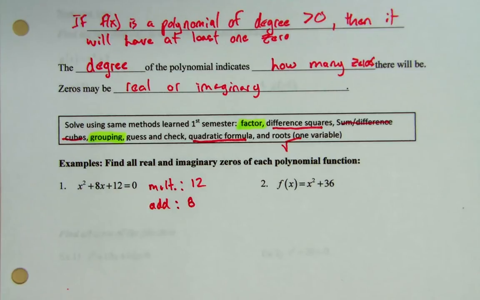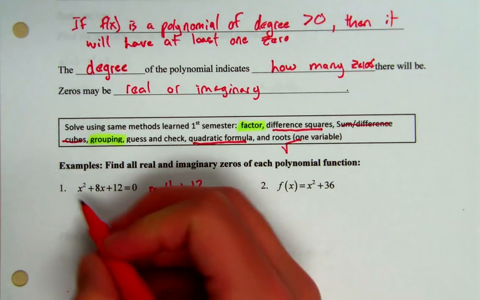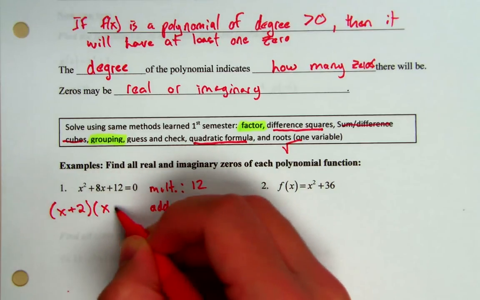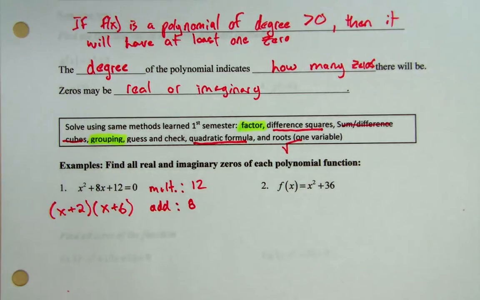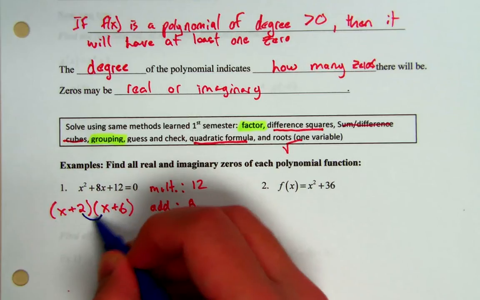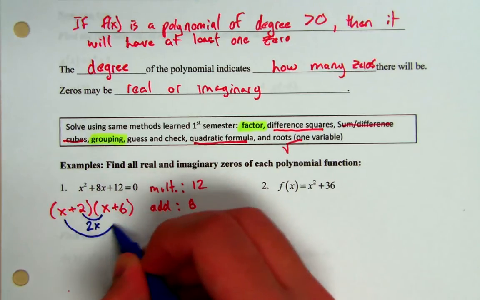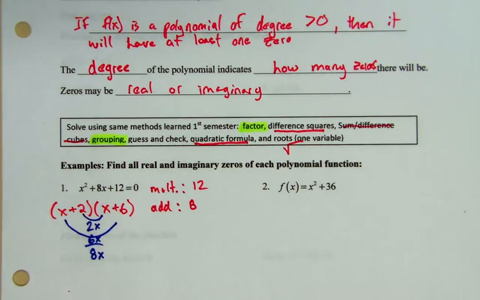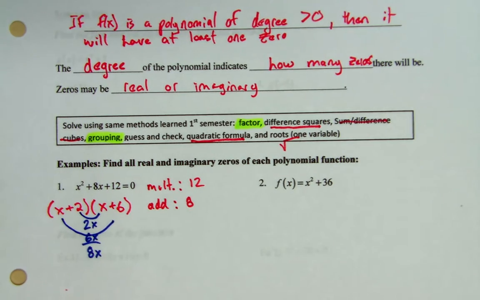So think of two numbers. Well, right away I'm saying, hey, 2 and 6. So why don't we try 2 and 6? So x plus 2 and x plus 6. Now again, if you need to do that check step, do the middle, you get 2x. Do the outside, we get 6x. Add together, you get 8x. So we're good. We matched what the polynomial is.